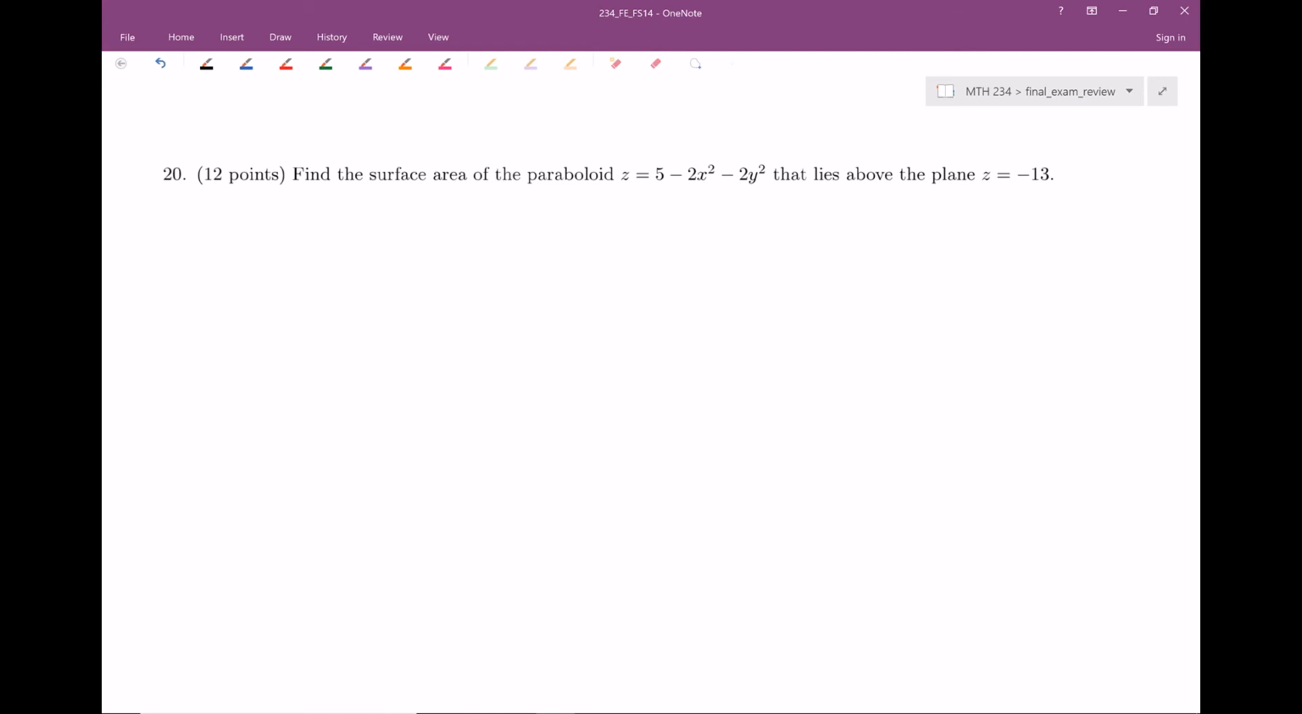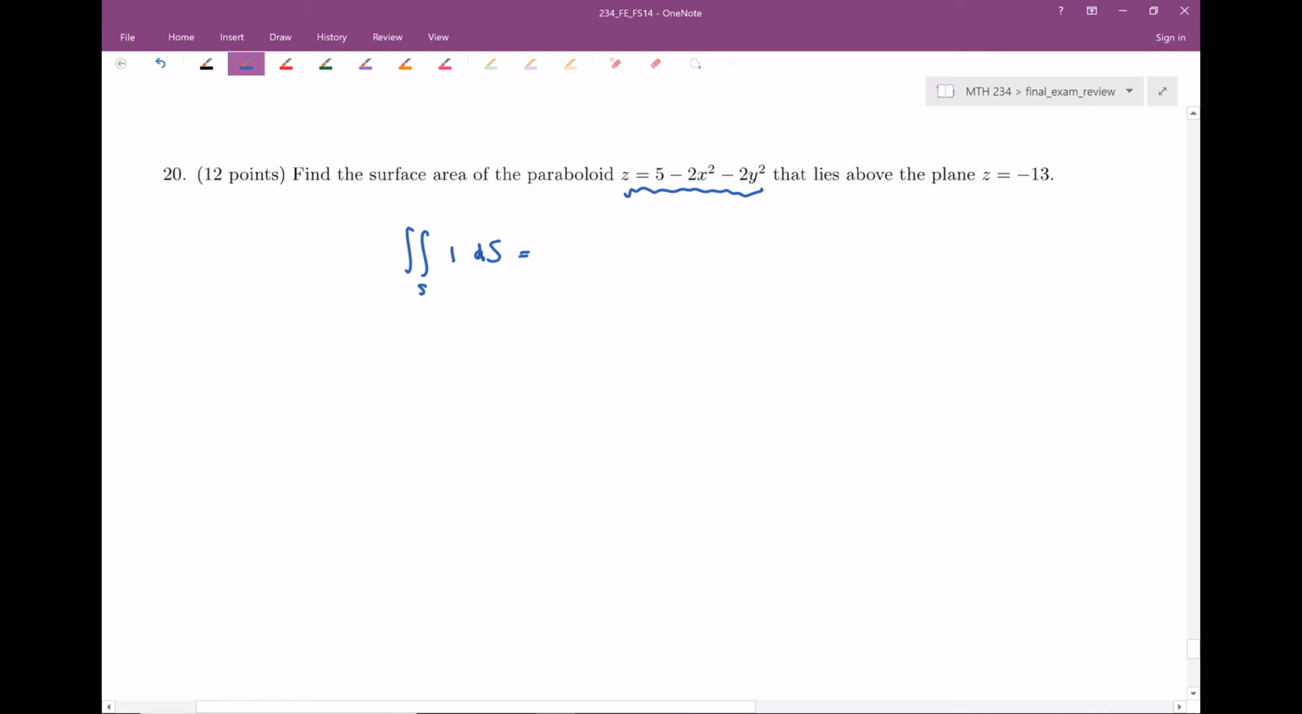Or if you have a nice explicit equation for your surface, if you have z equals, or if you can easily solve for z equals, then there's a nicer way to do this. And so that nicer way, again, surface area is going to be the integral over some surface of 1 dS.